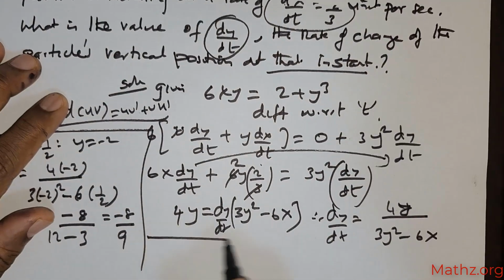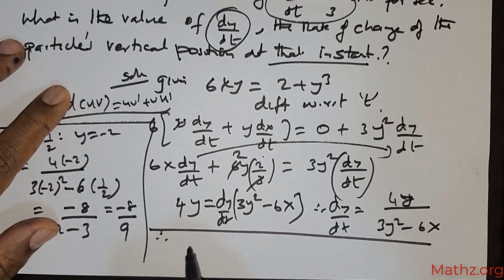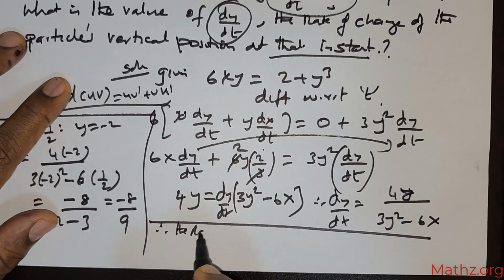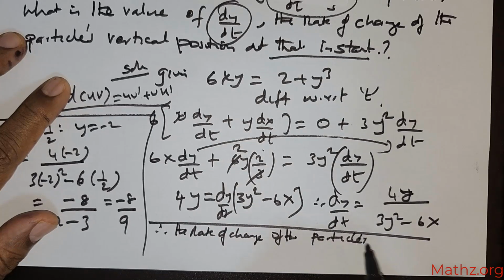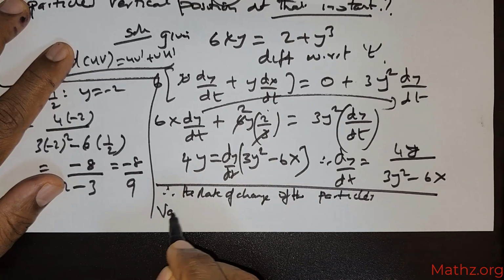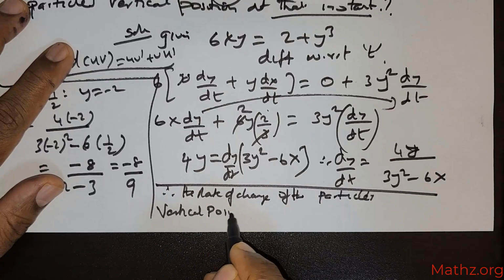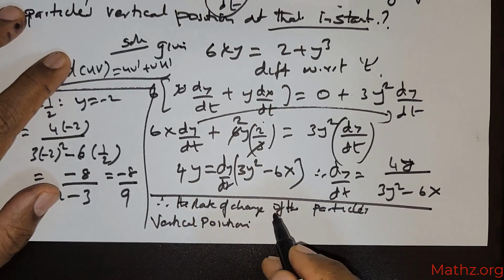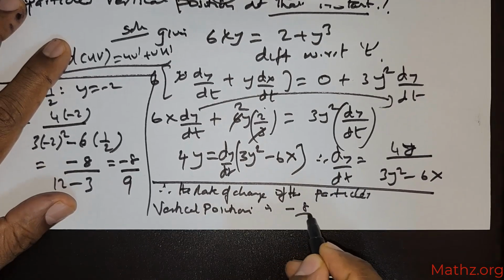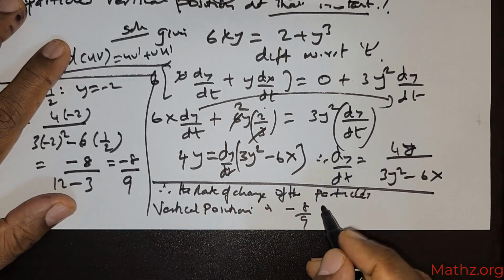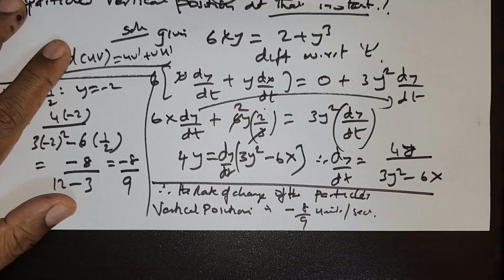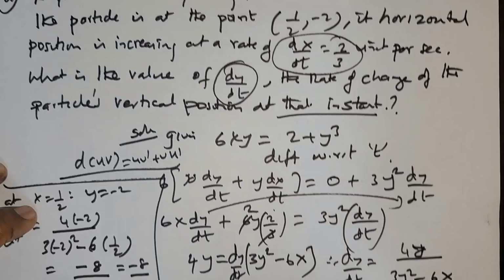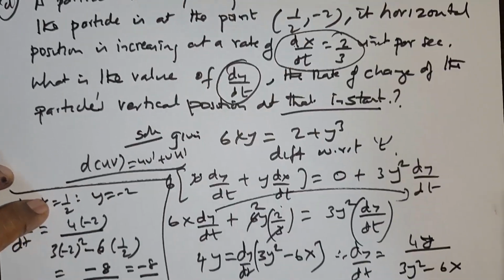So you make the conclusion. I'm writing a conclusion here. So therefore the rate of change of the particle's vertical position is -8/9 units per second. Okay, you got to state that. So that is the end of this particular question.